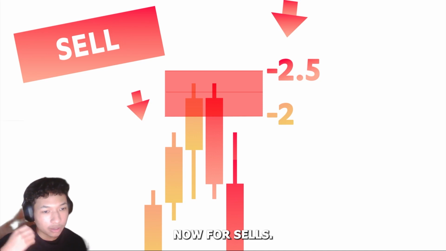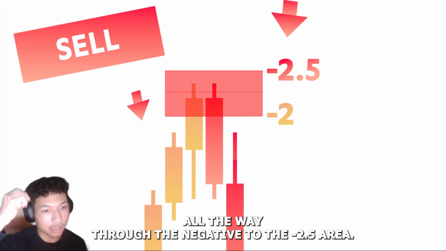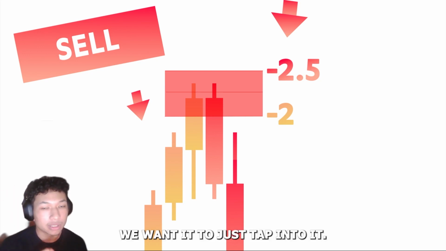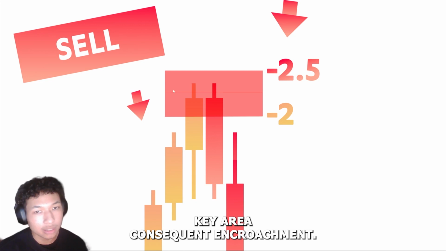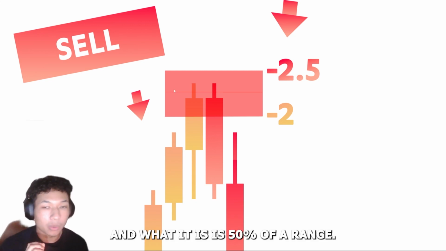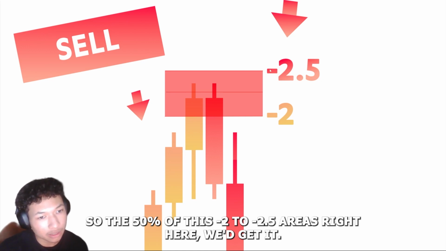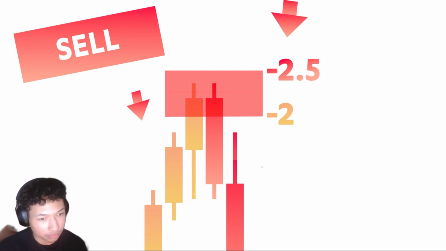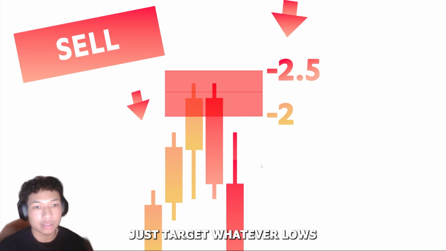Now for sells, we want to not see a displacement all the way through the -2 to -2.5 area. We want it to just tap into it. So our entry would be the CE area. CE stands for consequent encroachment, and it is 50% of a range. So the 50% of this -2 to -2.5 area right here, we'd get in sells here, and we could target the 0 or whatever, just target whatever lows. So that's how we do sells.